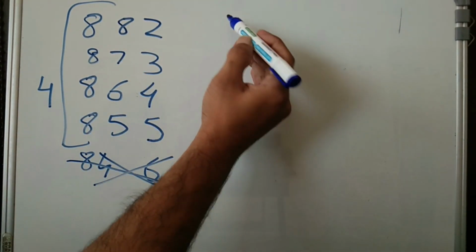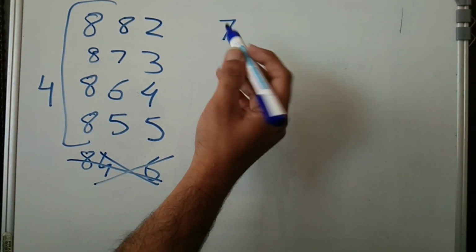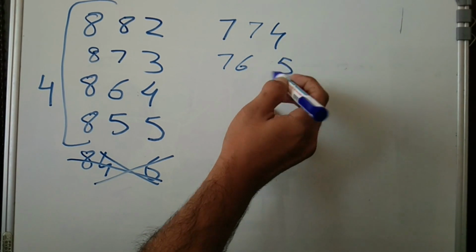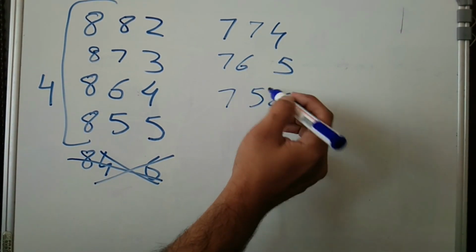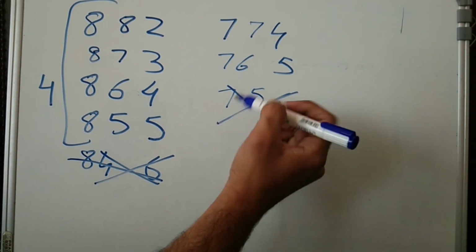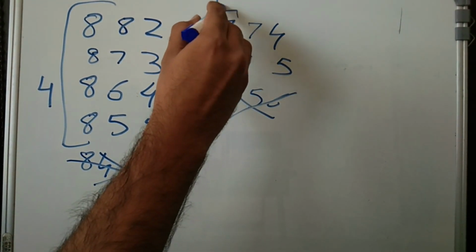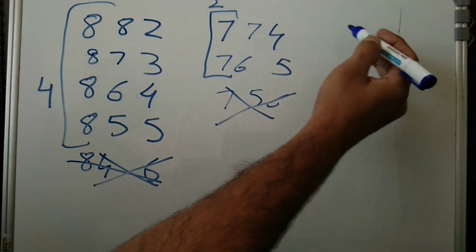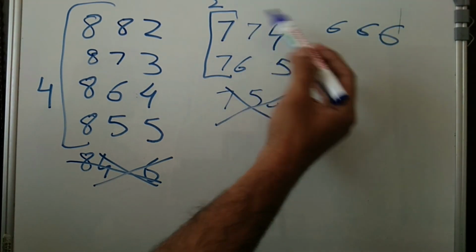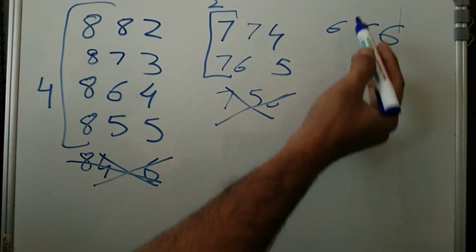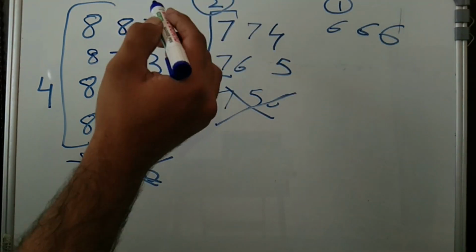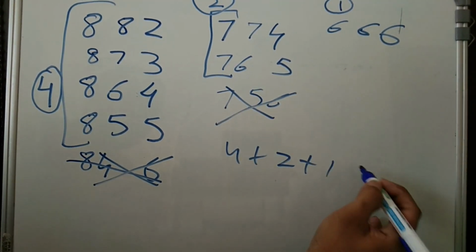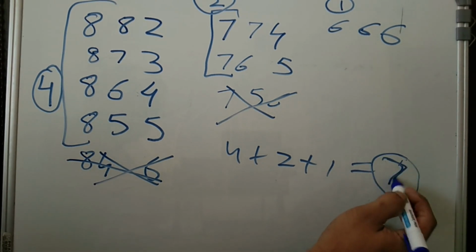Let's see what the possibilities are if the longest side is 7. It could be 7, 7, 4, then 7, 6, 5, then 7, 5, 6. No, this would again be the same triangle, so I can't take this. So 2 triangles from here. And one possibility could be 6, 6, 6, where the longest side is 6 and each of the other two sides is also 6. So one triangle from here, 2 triangles from here, and 4 from here. The total would be 4 plus 2 plus 1, which is equal to 7. So the answer to this particular question is 7.